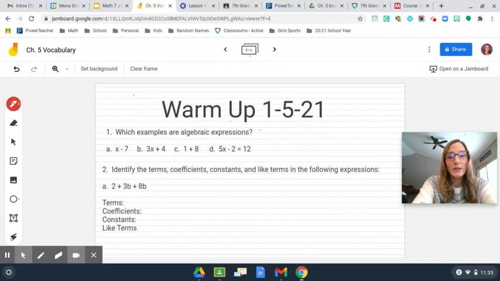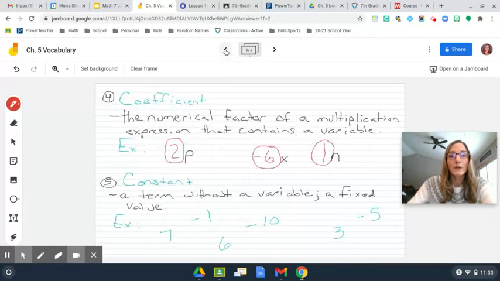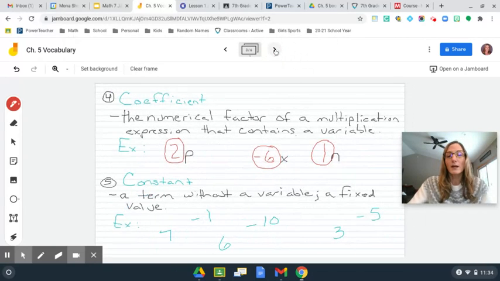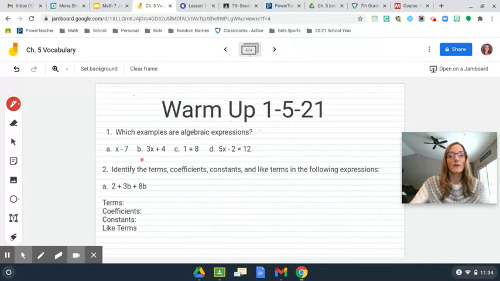So number 1 says, which examples are algebraic expressions? And so we talked about what an algebraic expression is based on our vocabulary from yesterday. So let me actually go back. And you should have this in your notebook, that an algebraic expression is an expression that contains variables, numbers, and at least one operation. So keeping that in mind, if I look at A, B, C, and D here, I want to know which ones are examples. What is considered an algebraic expression?